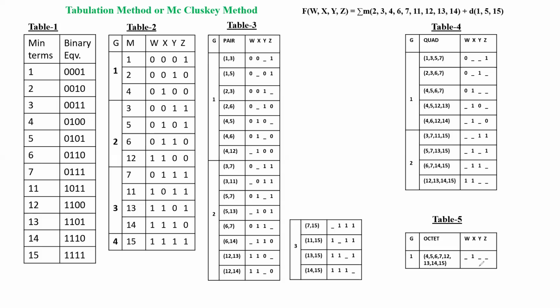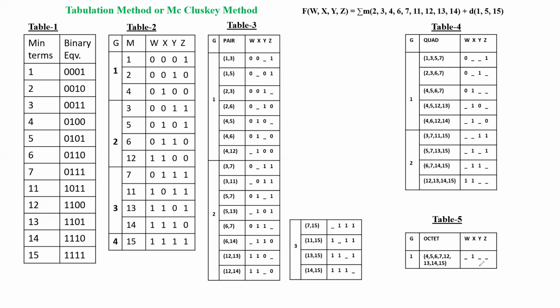Now we are going to discuss the tabulation method, that is also known as the McCluskey method. For this purpose, we have taken the function where the min terms are given as 2, 3, 4, 6, 7, 11, 12, 13, 14, and it also has don't cares, that is 1, 5, 15. So now we are going to make table 1.